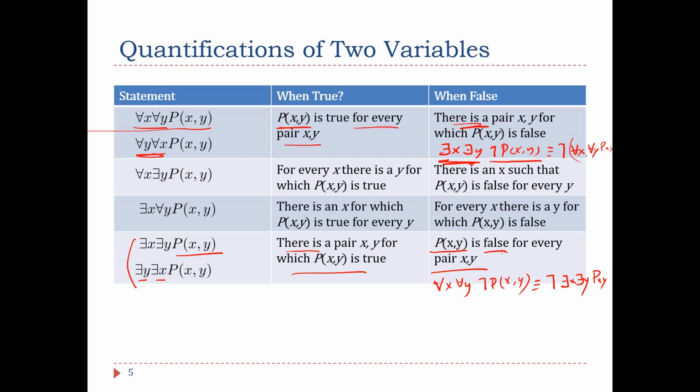What about the two other formats? Either you have for every x there exists a y, or there exists an x such that for every y. These two have different meanings between each other and between them and the first and last statements. To refute this format, you have to show that you can find at least one particular x for which, no matter what y you pick, the property does not hold. So the negation is this one.